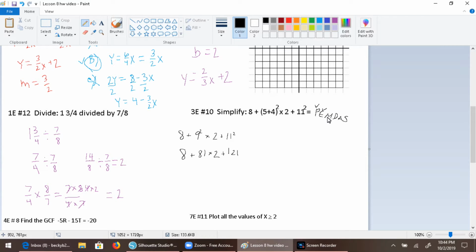Now we do multiplication and division, just as we come to it. So that's a plus. Here's a multiplication. So 81 times 2 is 162, and this is a plus. So plus 121. And since we skipped this out here, we have an 8 plus right here. 8 plus. So we did our multiplication and division. Now we do addition, subtraction. So we add all of these across, and we get 291.